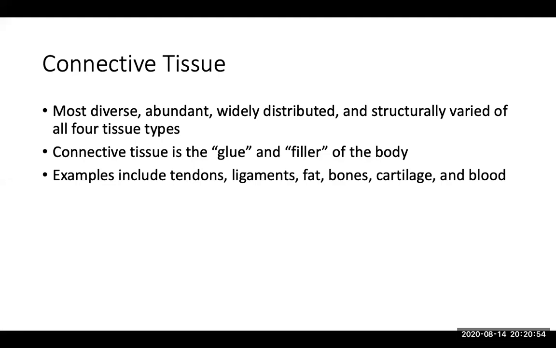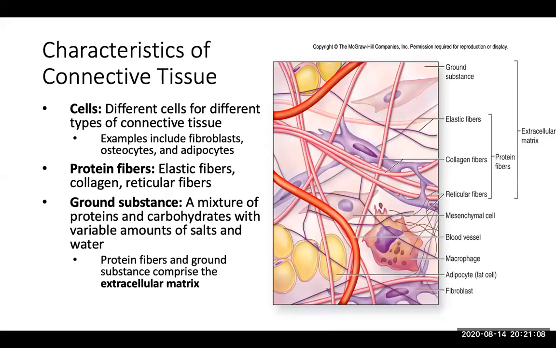It's the most diverse, abundant, and widely distributed. We call it the glue and filler of the body. It's the most diverse because it includes all your tendons and ligaments, but also your fat, your bones, your cartilage, and all the blood. So extremely diverse.